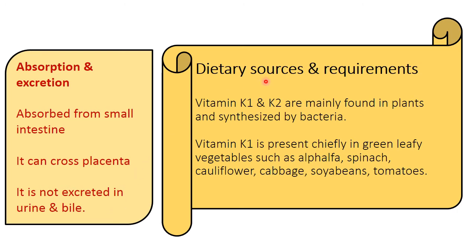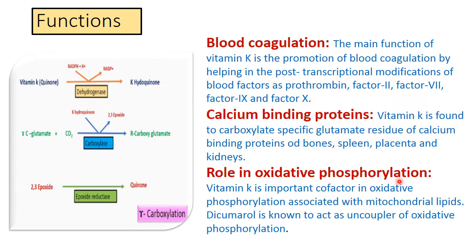Now we come to the dietary sources and requirement. Vitamin K1 and K2 are mainly found in plants and are synthesized by bacteria in the small intestine. Vitamin K1 is present chiefly in green leafy vegetables such as alfalfa, spinach, cauliflower, cabbage, soya beans, tomatoes, etc.